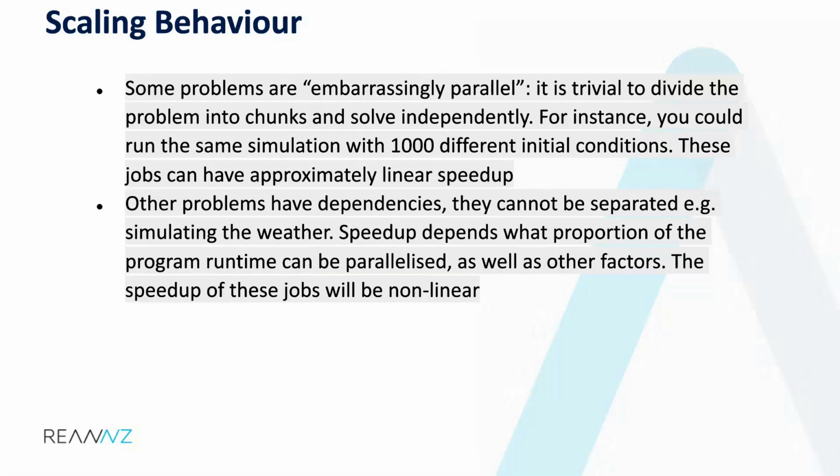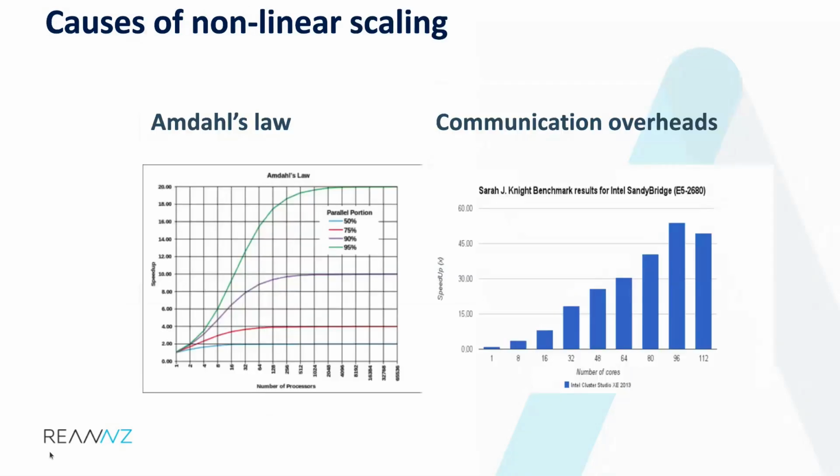While some problems are embarrassingly parallel and can effectively scale linearly with the resources they are provided, many problems aren't and will not receive close to proportional speed up when you increase the resources of the job. And this is known as scaling behavior. There are many reasons for this nonlinear scaling, but there are 2 major reasons that we'll briefly cover here.